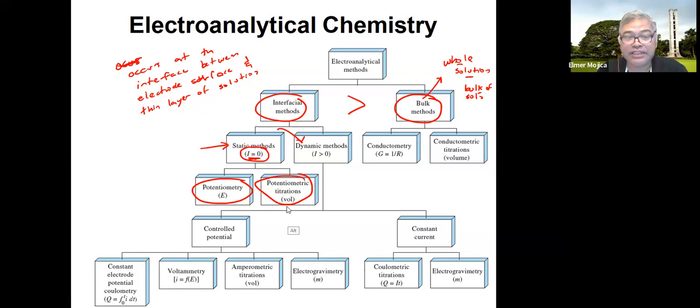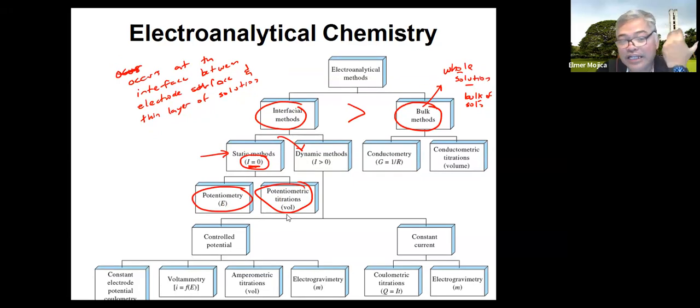Okay. Now, the dynamic method, on the other hand, allows current to flow and forces a change in the concentration of species in the electrochemical cell.